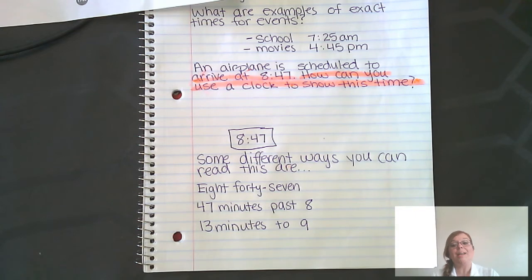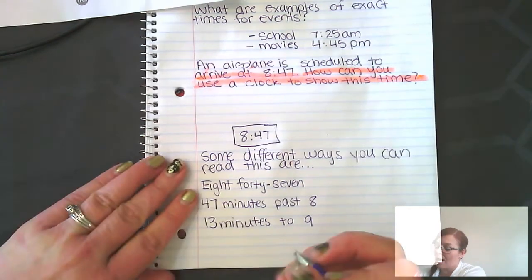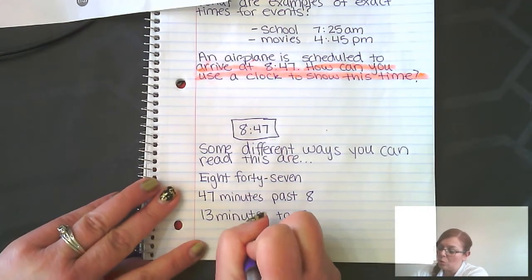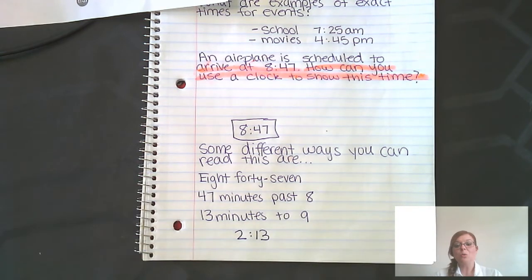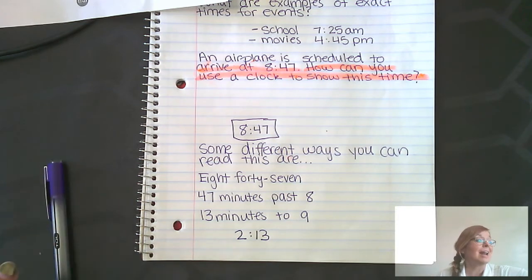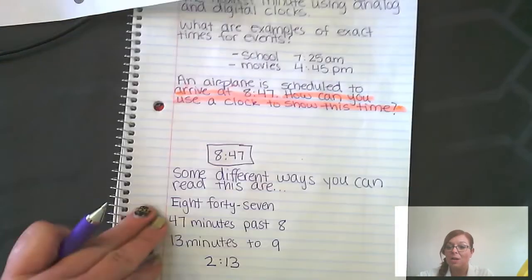So let's go ahead now. I would like you to use a clock, and I want you to try and write the time 2:13. All right, you go ahead and try it on your own, and I will do it on my clock too. And then you can show me. If you don't have a clock, go ahead and draw a clock. This is how I would draw a clock.